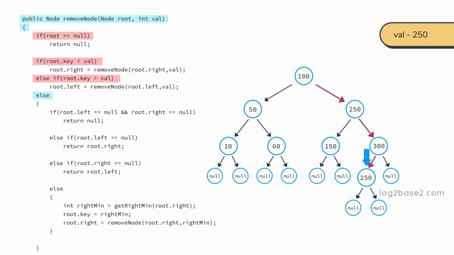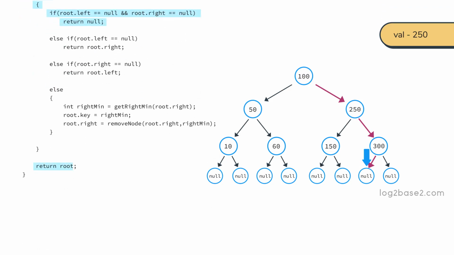So identify the deletion case. So first check if it is a leaf node, and we have if root left equal to null and root right equal to null. And it is true here. So this is a leaf node case. So simply delete it. So return null. And finally the root will be returned. So that is how deletion can be performed in a binary search tree.